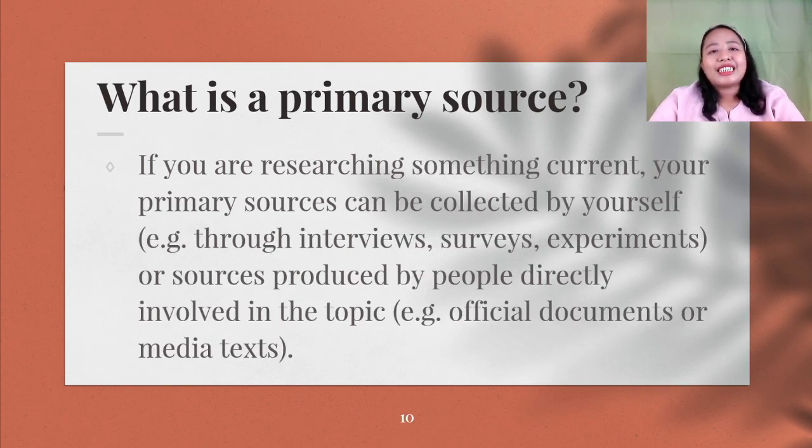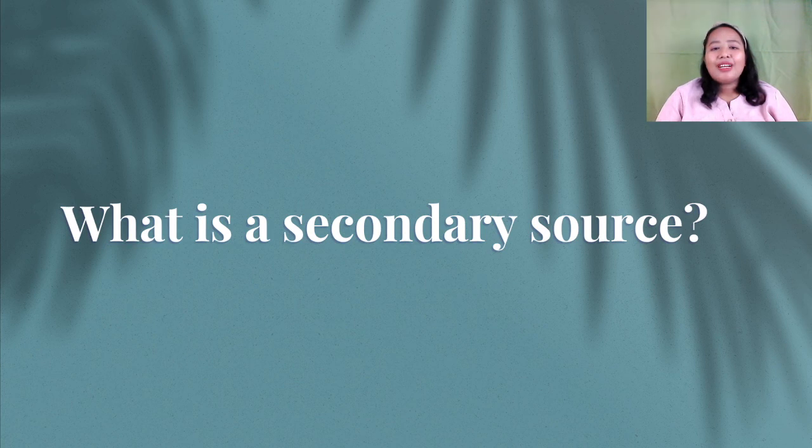If you are researching something current, your primary sources can be collected by yourself. For example, through interviews, surveys, experiments, or sources produced by people directly involved in the topic, such as official documents or media texts. What is a secondary source?